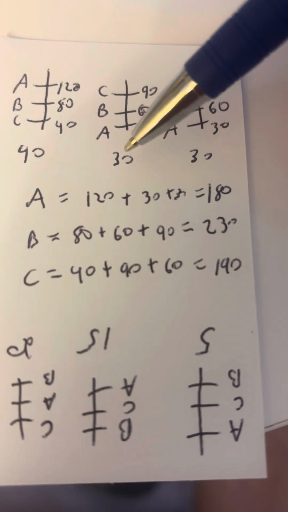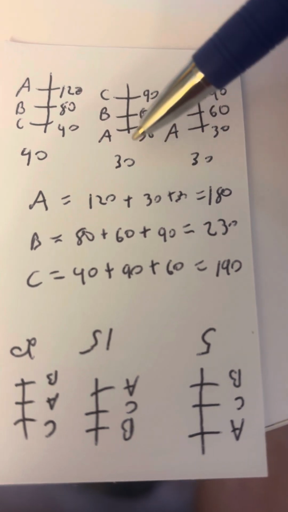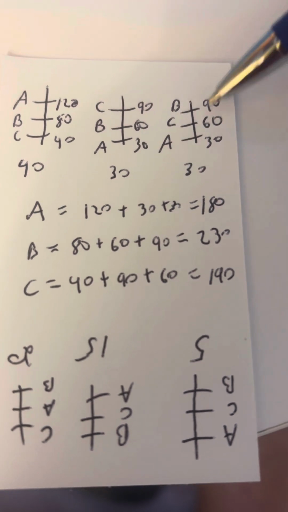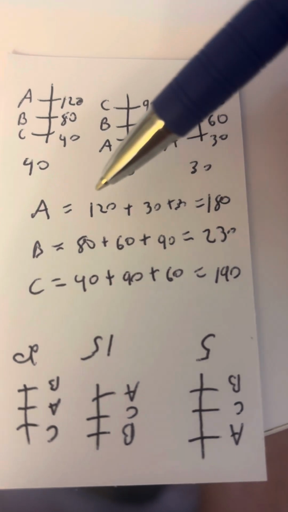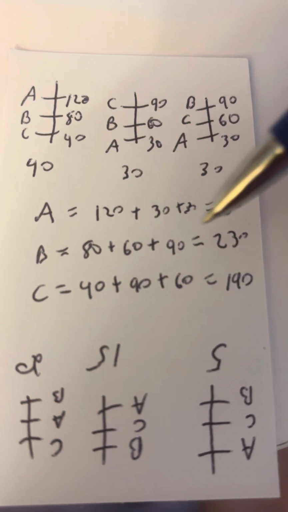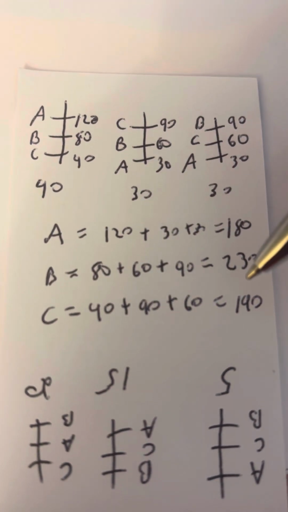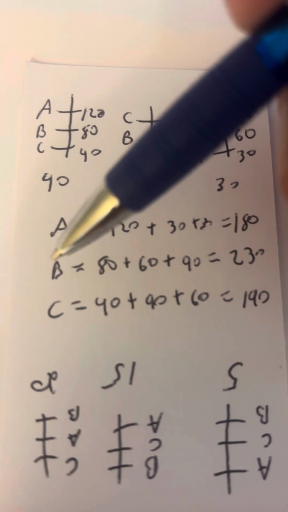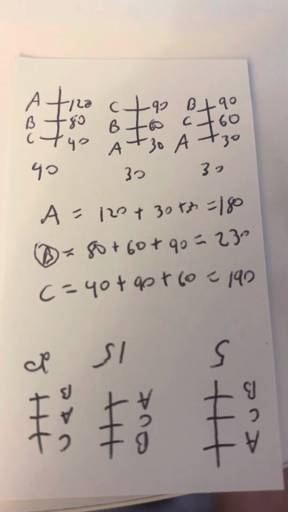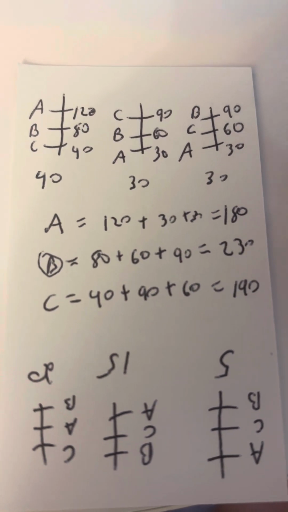Here, C is going to get 30 times 3, which is 90. B is going to get 30 times 2, which is 60. A is going to get 30 times 1, which is 30. Same thing here. And then you add up the total points. So A has a total of 180 points. B has a total of 230 points. C has a total of 190 points. So the winner of the election, according to the Borda Count method, would be B. B would win the election because B has the most points, and that's going to make the most people happy.